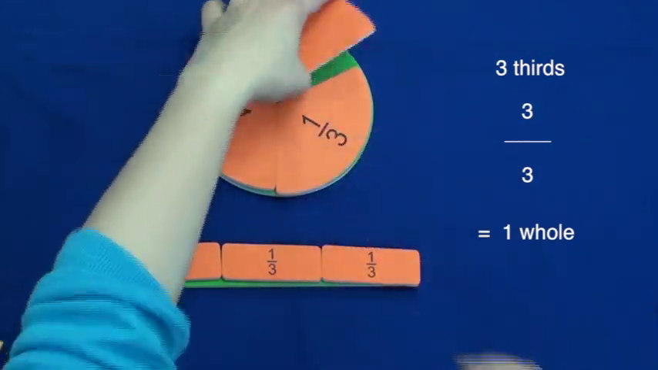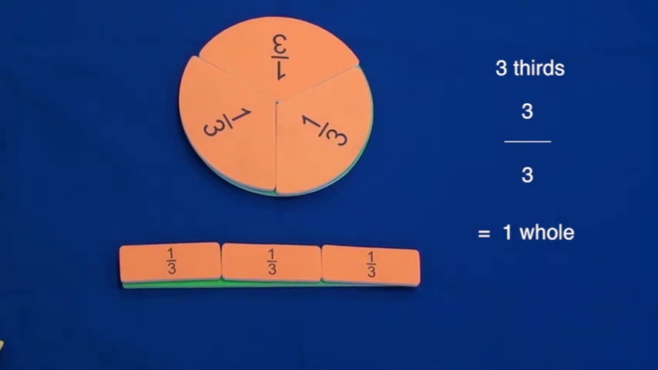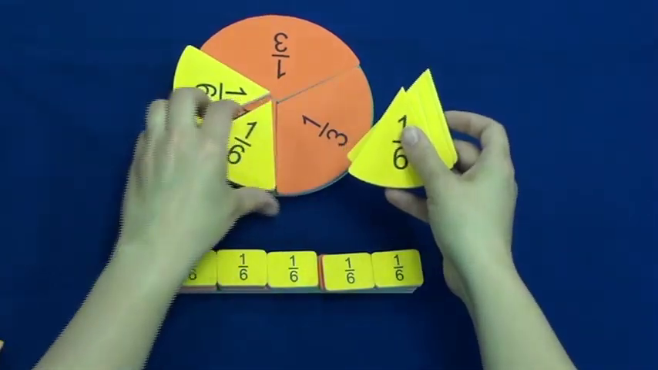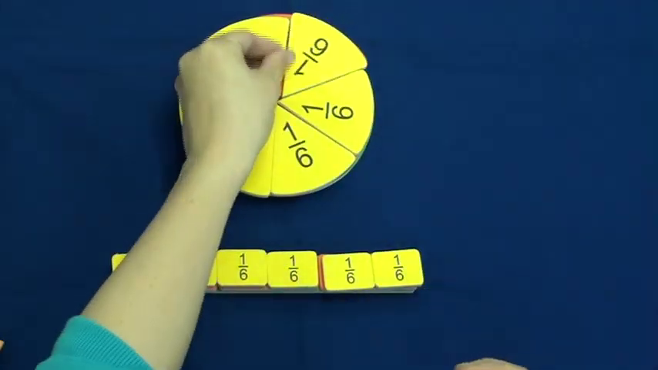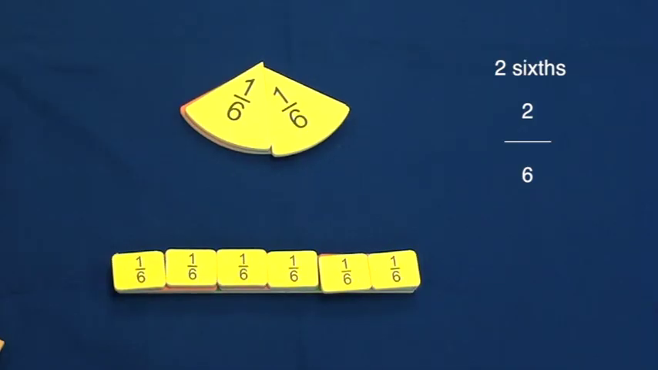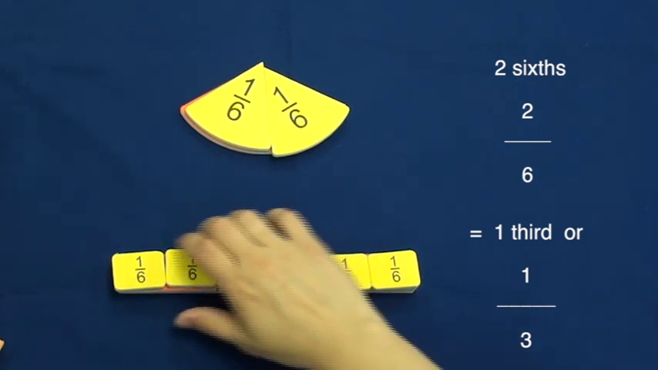3/3 equals 1 whole. 3 out of 3 parts are present. This is equivalent or equal to 6/6. It takes 6/6 to make a whole. 2/6 equals 1/3.